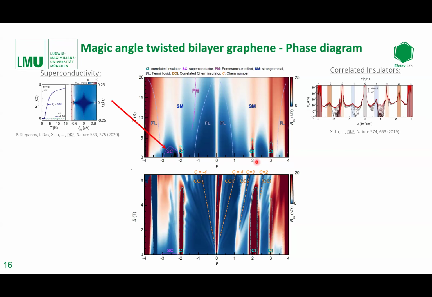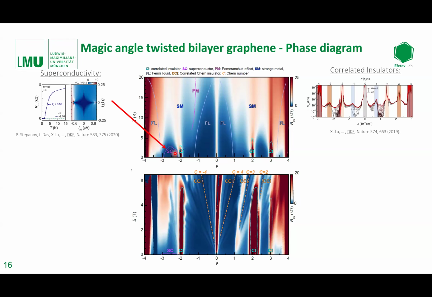And then close to these correlated insulating states, we see superconducting regions where resistance drops to perfectly zero, where we can see the quenching of the superconductivity by applying a perpendicular magnetic field. And also we can make Josephson junction devices by making barriers in the superconductors to observe Fraunhofer interference patterns and so on.